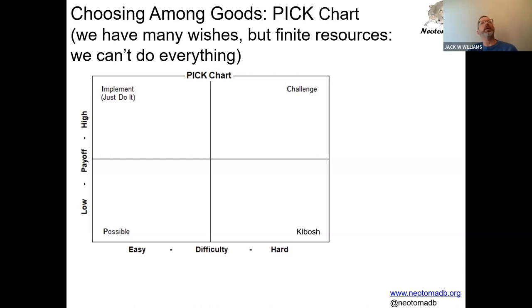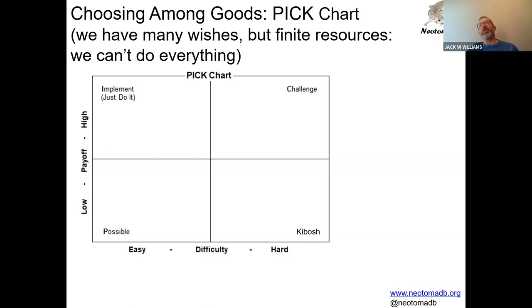So this is a pick table. Basically there are two axes here. There's the easy to hard axis: how much work does a particular project take? And then what's the payoff, the gain for it? And then you can see the four quadrants. Upper left, if it's high payoff and super easy to do, then we should just do it. Let's make this happen. This is the quick win category. If it's upper right, that's high payoff, but it's also going to be a lot of work. That's a challenge. That might be something like a taxonomic name management service. That would be great, but it's going to take some work. We have to recognize that's going to be a pretty big investment.